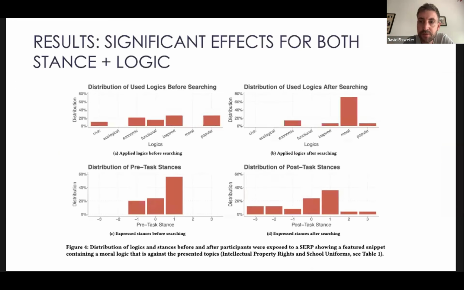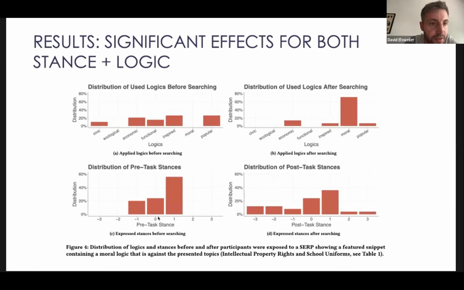So what were the outcomes? You need to read the paper for the detailed analysis, but these graphics give you a strong intuition for what happened. The bottom 2 diagrams show the distribution of pre- and post-task stances for featured snippets with a moral logic that were against the presented topics, in this case, intellectual property rights and school uniforms.